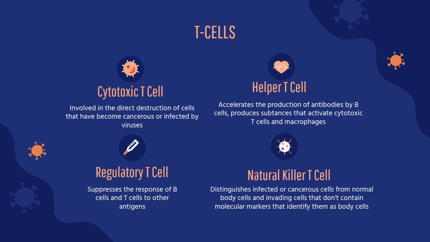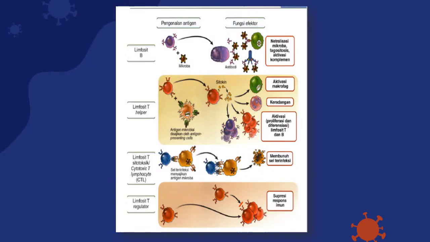Helper T cells accelerate the production of antibodies by B cells and produce substances that activate cytotoxic T cells and macrophages. Regulatory T cells suppress the response of B cells and T cells to other antigens, and natural killer T cells distinguish infected or cancerous cells from normal body cells and invading cells that don't contain molecular markers that identify them as body cells.